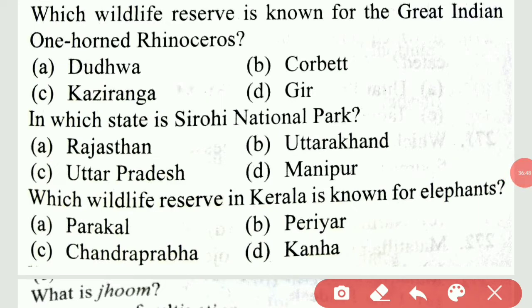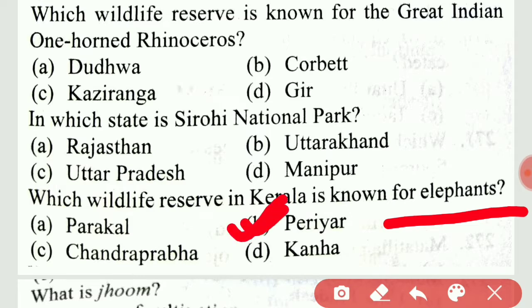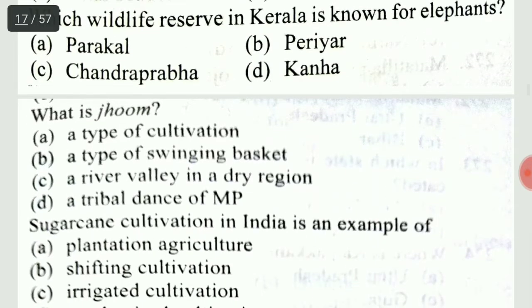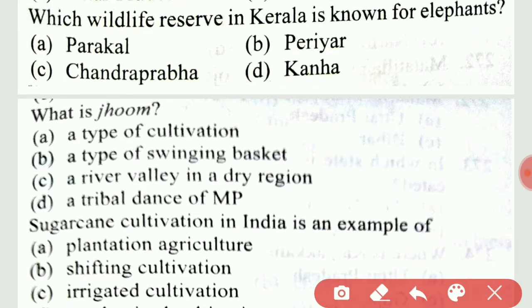Next, which wildlife reserve in Kerala is known for elephants? The correct option is option D, Periyar. Next, what is Jhum? The correct option is option A. Jhum is a type of cultivation.